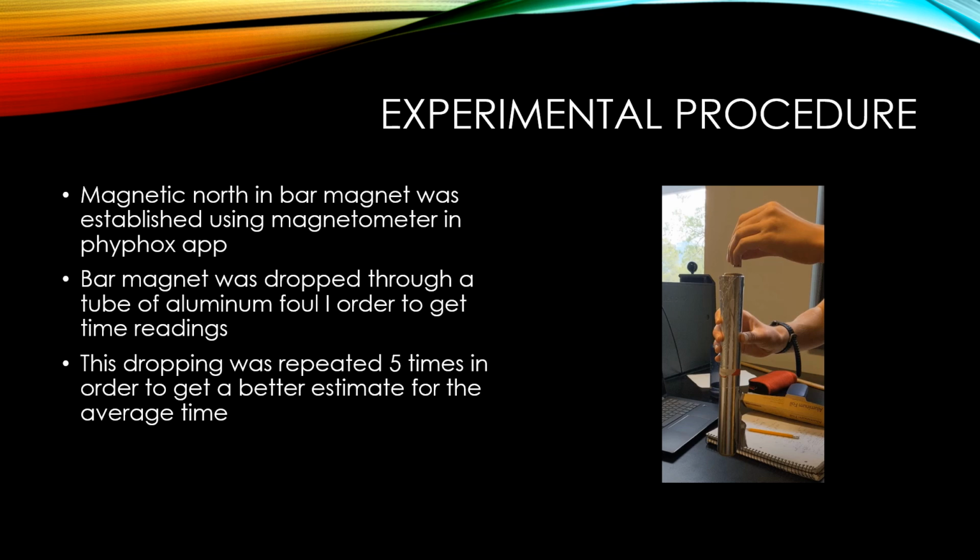Our experimental procedure: the north of the barred magnet was established using a magnetometer and the Firefox app, and then the barred magnet was dropped through a tube of aluminum foil in order to get time readings. This dropping was repeated 5 times in order to get a better estimate of the average time, and here's a picture to the right of what that experiment looked like and me dropping it.